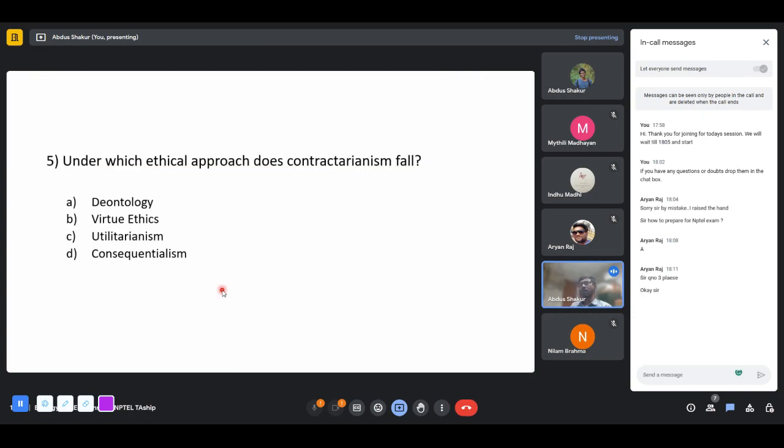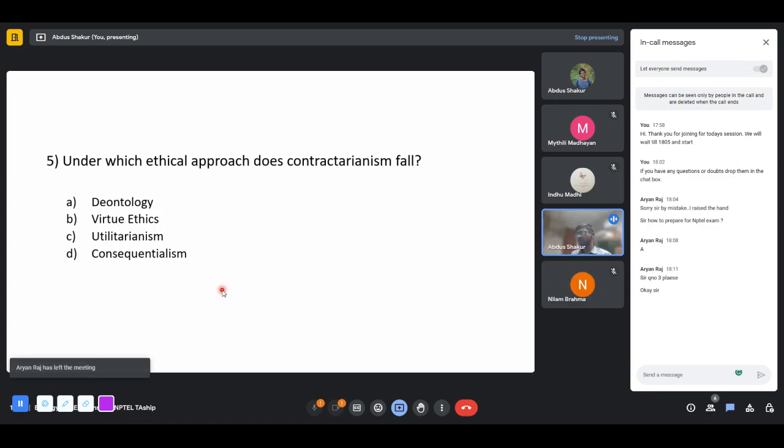Going ahead, under which ethical approach does contractarianism fall? It comes under deontology.